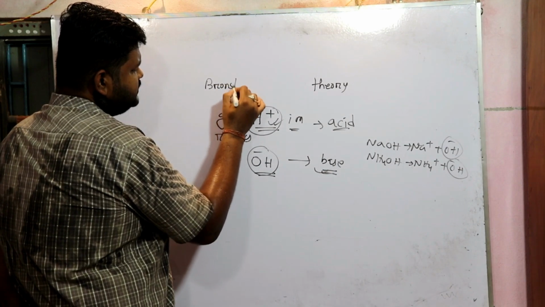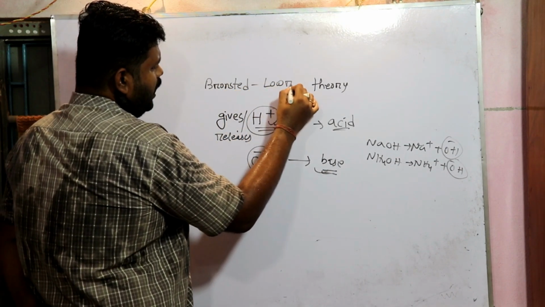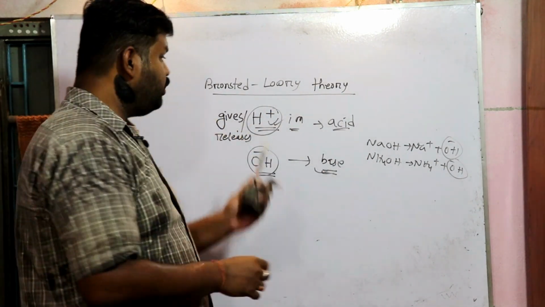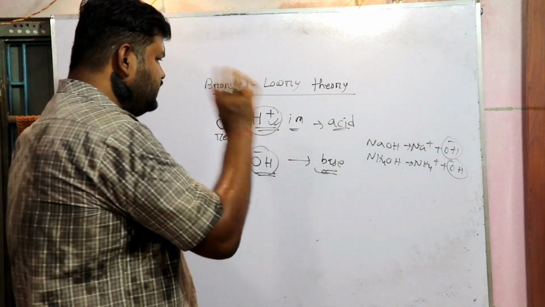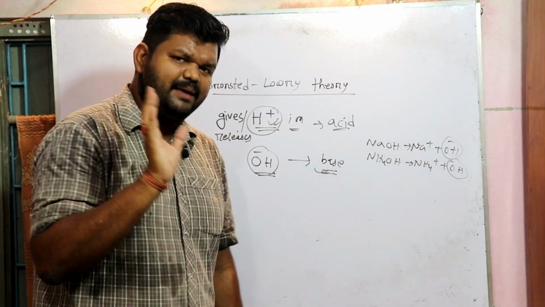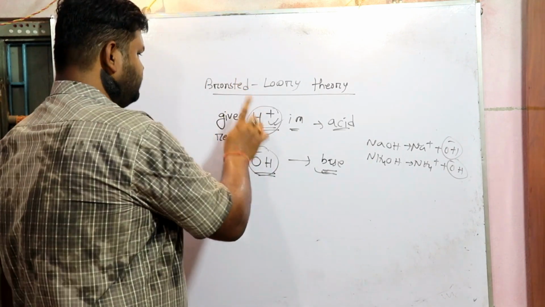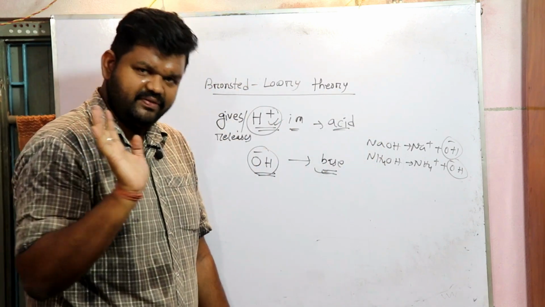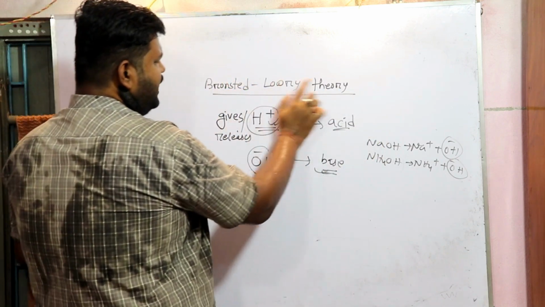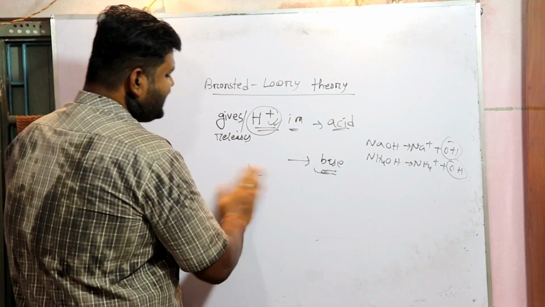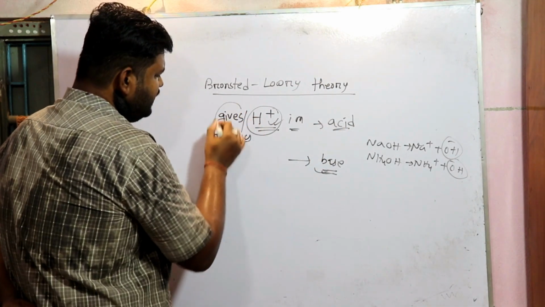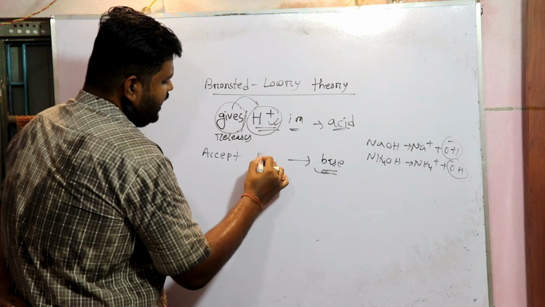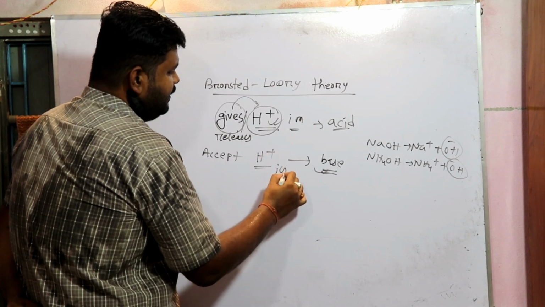Bronsted-Lowry theory. Okay, this is the Bronsted-Lowry theory. According to Bronsted-Lowry theory, the definition of acid was the same as Arrhenius theory, that is, the substances which can give H plus ion in the aqueous medium will be known as acid. No problem with that. But according to Bronsted-Lowry theory, the substances which can give H plus and which can accept H plus ion will be known as base.